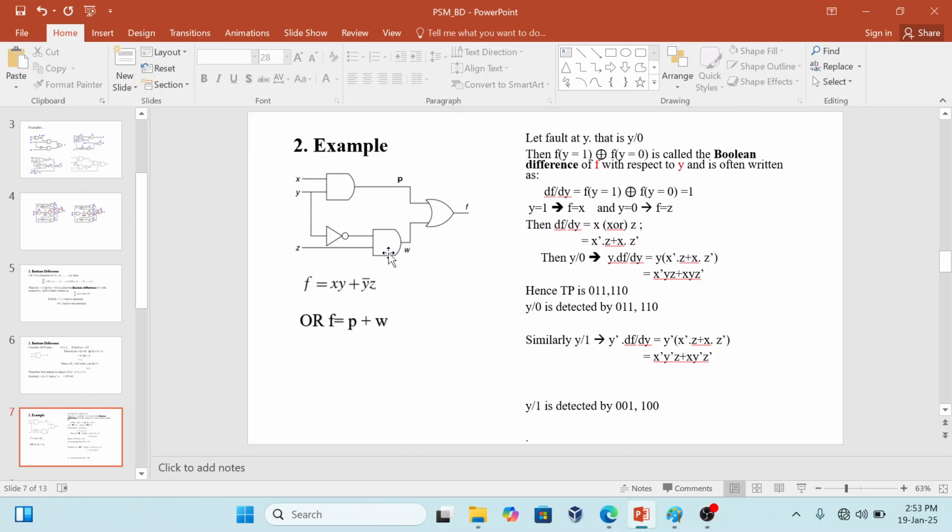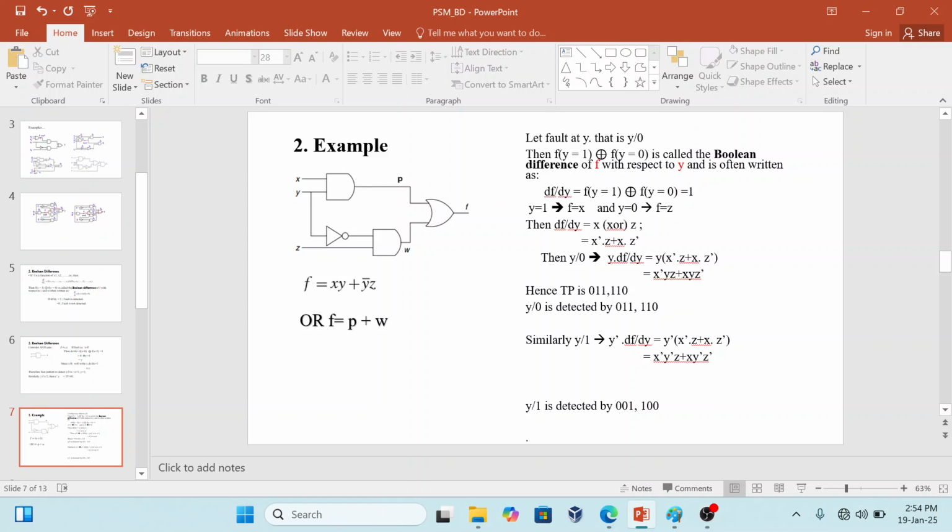So just consider another example wherein the output is denoted with f. So f can be written in terms of input as xy plus y bar z, or else, with the intermediate nodes defined here as p and w, I can also write f is equal to p plus w. So the fault which we need to find out here is say y. It may be y stuck at 0 or stuck at 1. I need to find out using the Boolean difference.